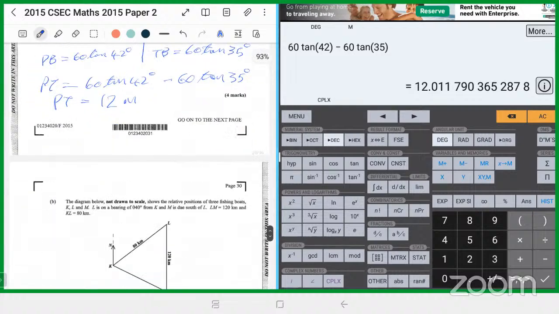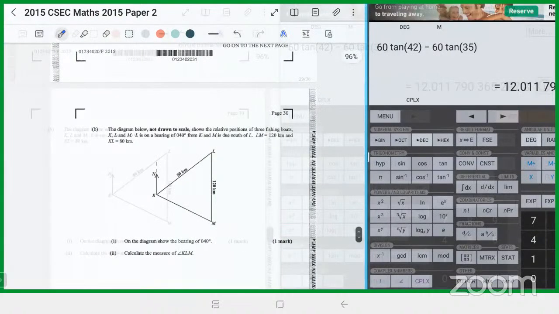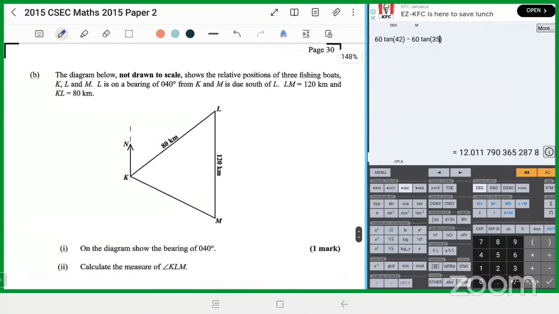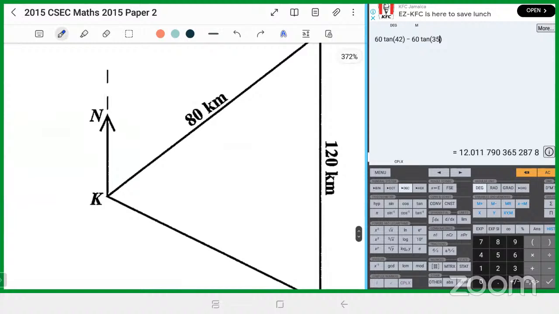All right, that's that. Next one, a bearings question. This question says, diagram below not drawn to scale shows the relative position of fishing boats K, L, and M. L is on a bearing of 040 degrees from K. So let's put that on the diagram. So from K to L, the bearing is 040 degrees. That's this angle right here. Let's put on the diagram, 40 degrees. This is 040 degrees right here.